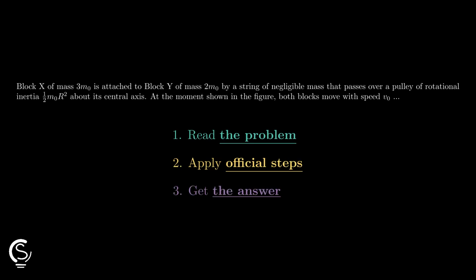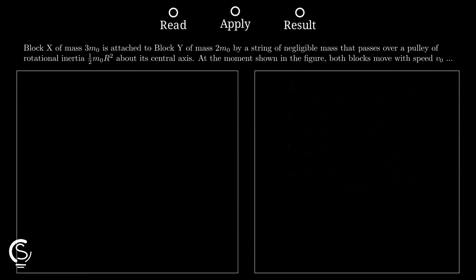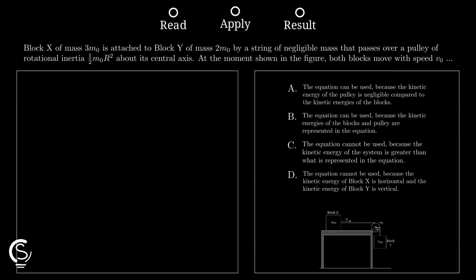I got your back. Kinetic energy questions get sneaky fast, so watch this quick breakdown. The student counted both blocks, but did that actually capture the whole moving system? It adds 1/2 times 3m naught times v naught squared and 1/2 times 2m naught times v naught squared, counting only both blocks.